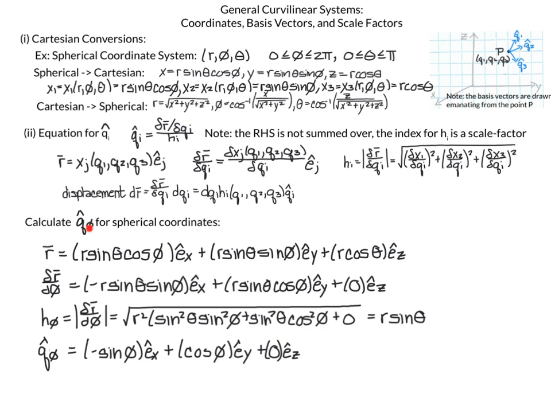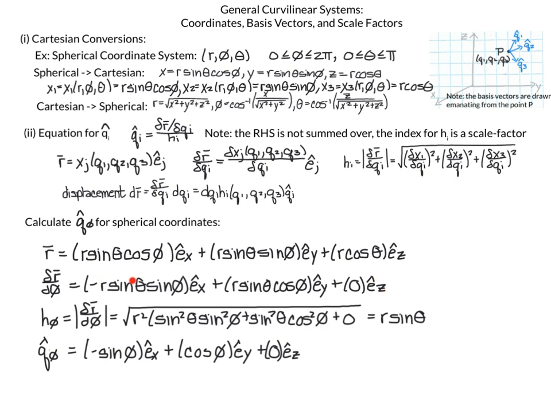Now for the phi, we want to do dr d phi. So the partial derivative with respect to phi will take our cosine and make it negative sine. So we have minus r sine theta sine phi in the x direction. Here this will just become cosine, so we have r sine theta cosine phi in the y direction. And here there's no phi, so this is just 0 in the z direction.